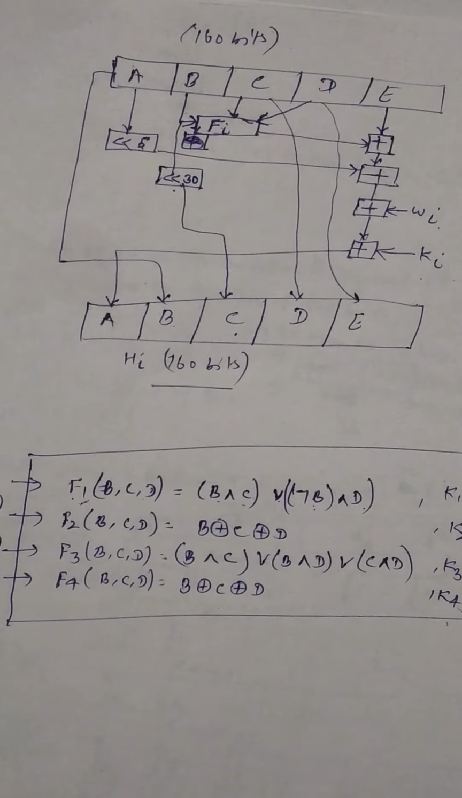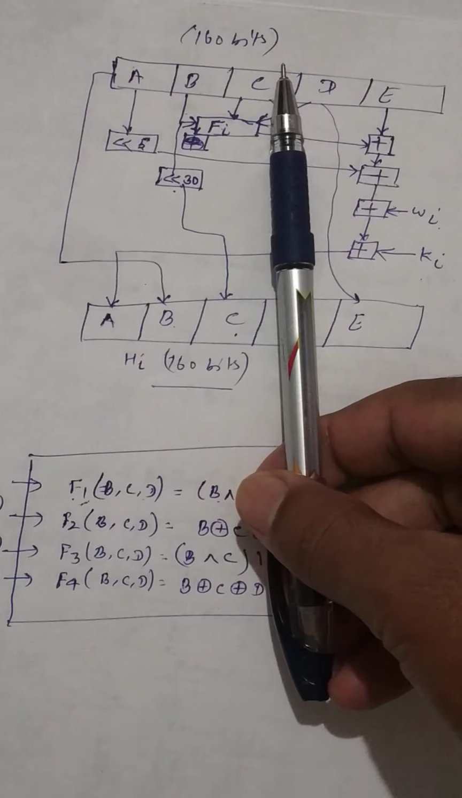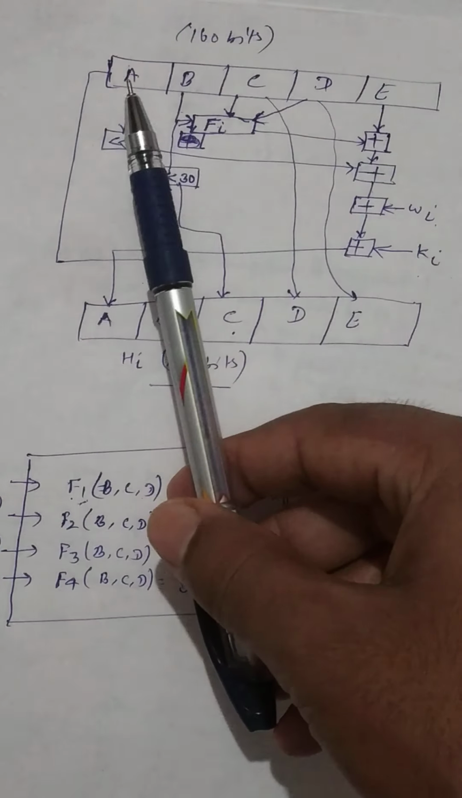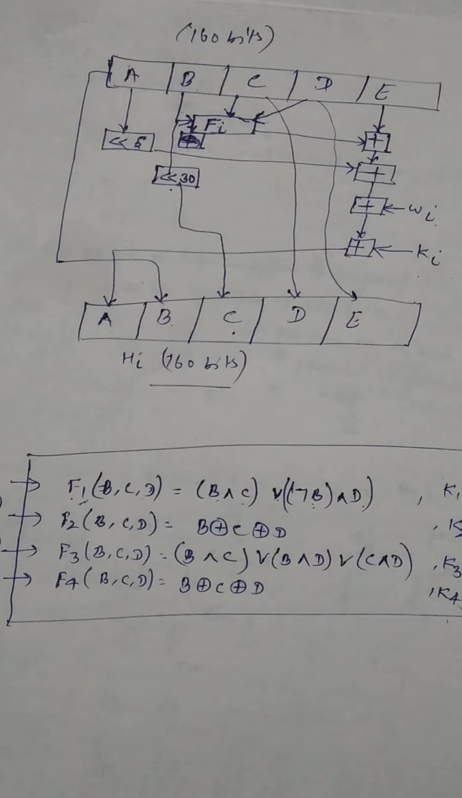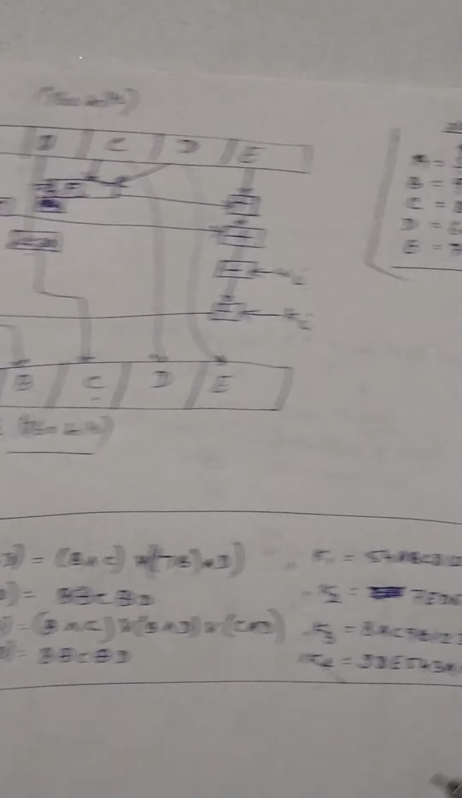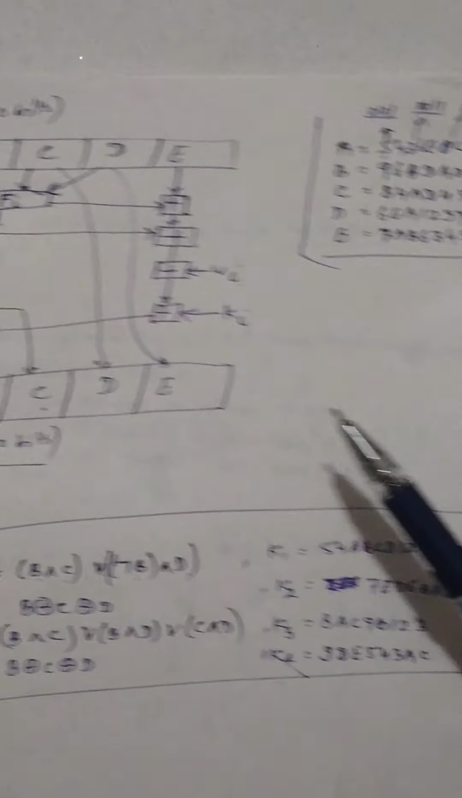Yeah, so the input is 160 bits. Already we have initialized 5 registers. So now you can see A, B, C, D. These are the buffer values that we have initialized. Okay, so randomly we have initialized these values.